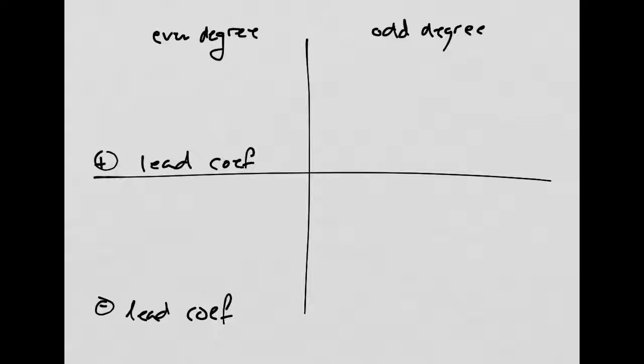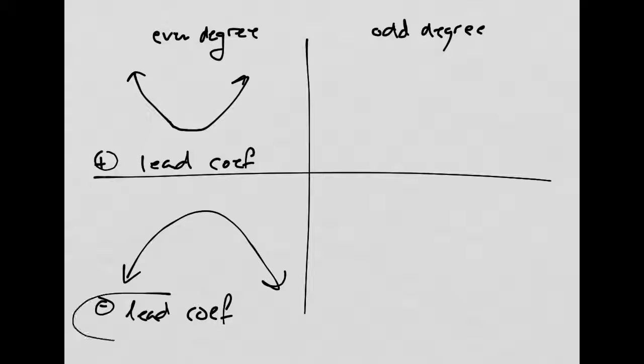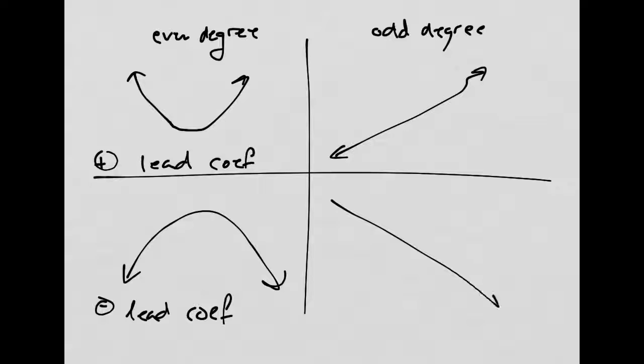Even degree means the largest exponent is an even number. It's 2, 4, 6, 8, 10, 12, and so on. Even degree polynomials kind of mimic parabolas, and if they have a positive lead coefficient, they open upwards. Even degree polynomials with a negative lead coefficient open downwards. Odd degree with a positive lead mimics a line going upwards from left to right, and odd degree mimics a line going downwards if the lead coefficient is negative.